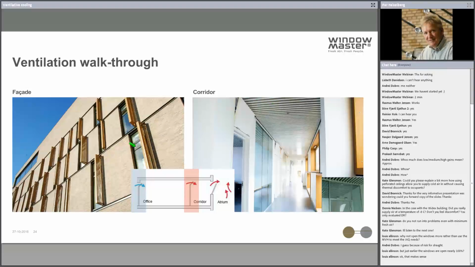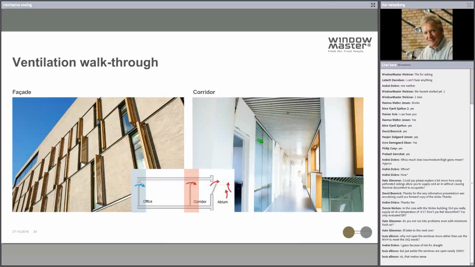So when we look at the facade here, you can see the windows are used for natural ventilation. This one up here is open, so this is how the air enters the office spaces behind it. The next picture shows you the corridor. Here you can see this vent is open. When the door is, for instance, closed, we open this vent automatically, and then we let the air from the office spaces into the corridor itself.